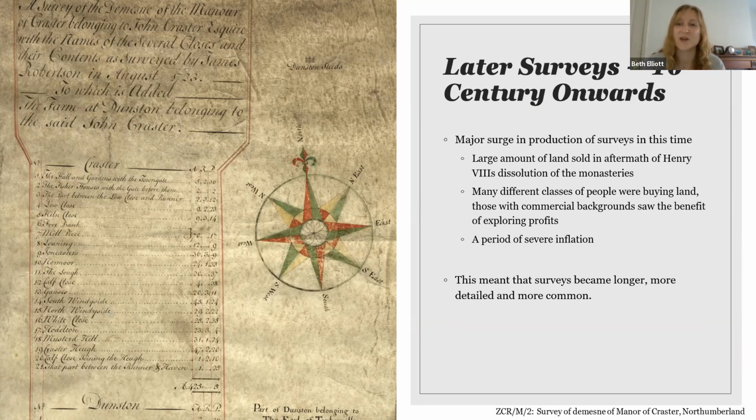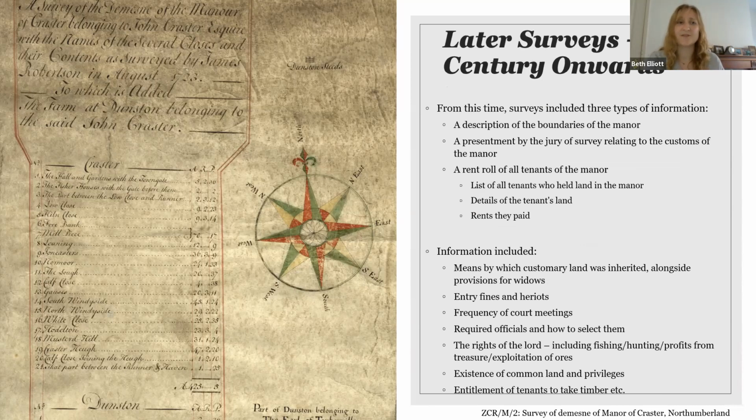So you see that at this point, lots of different classes of people are buying land, and that can include people with commercial backgrounds. So they're much more interested in seeing the profits of the manor. And that's where we start to see a big surge in the production of surveys. And we see that surveys become much longer, more detailed, and as I say, much more common. So we find a bit more of a formula, 3 types of information usually contained on surveys around this time. You get description of the boundaries of the manor, which I'll go into in a moment.